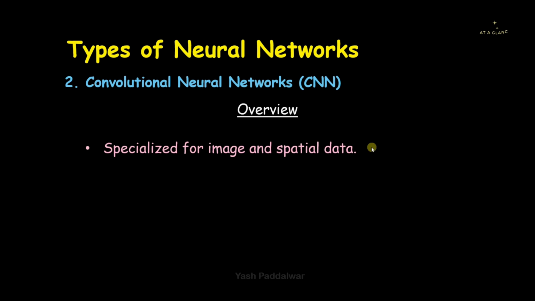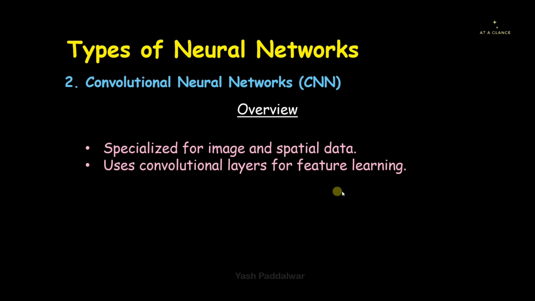Now the CNN is specialized for image and spatial data, which is unstructured data. Convolutional neural networks are extremely powerful when we compare them with feedforward neural networks in every single term. Now what makes this convolutional neural network special compared to FNN? It is because it uses convolutional layers, which are used for feature learning. Basically, these convolutional layers are used for extracting the most important features, the hidden features, or you can say the most complex features that are present inside the unstructured data.